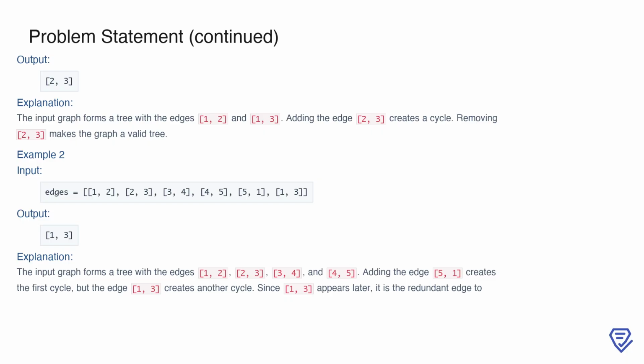In another example, with edges equals [1,2], [2,3], [3,4], [4,5], [5,1], [1,3], the output is [1,3]. Here, the first cycle occurs when the edge [5,1] is added, but the edge [1,3] creates another cycle later in the input. Since [1,3] appears last, it is the redundant edge to remove.